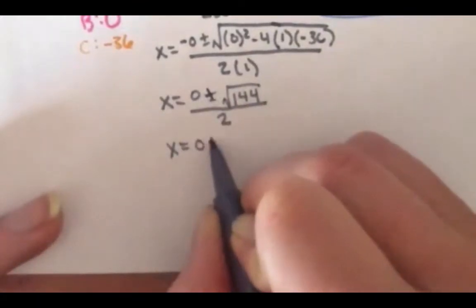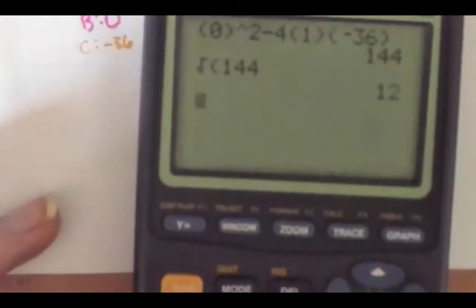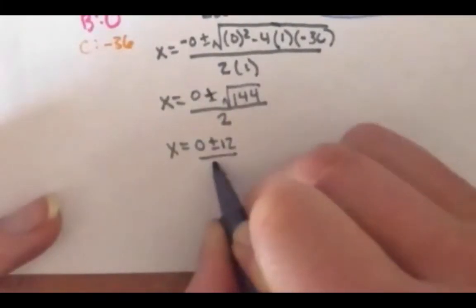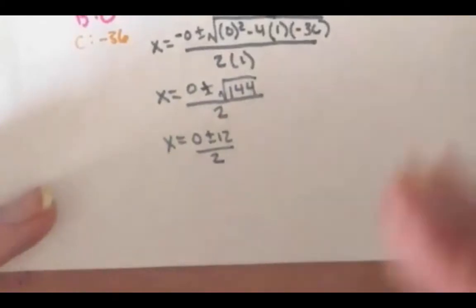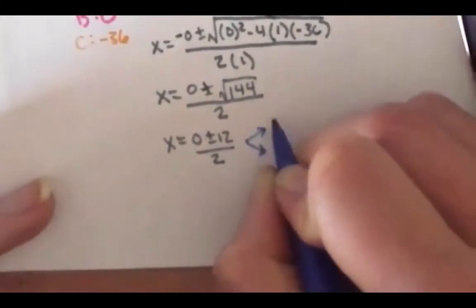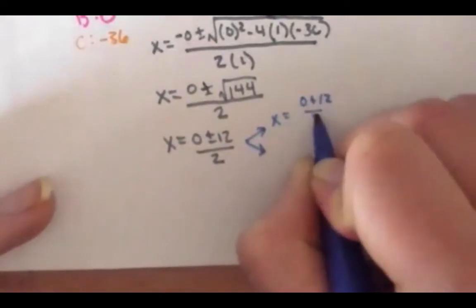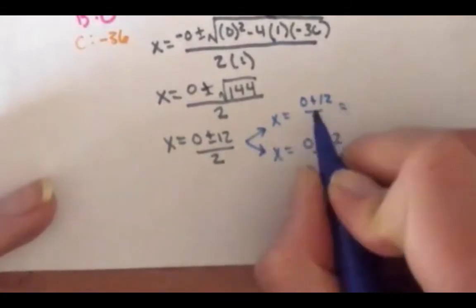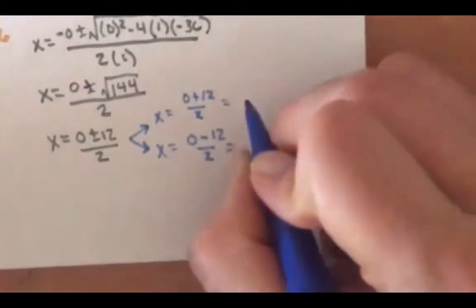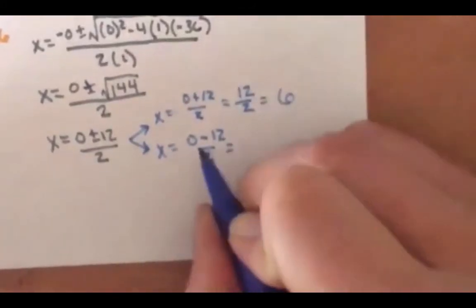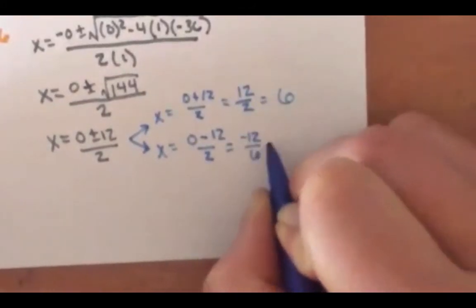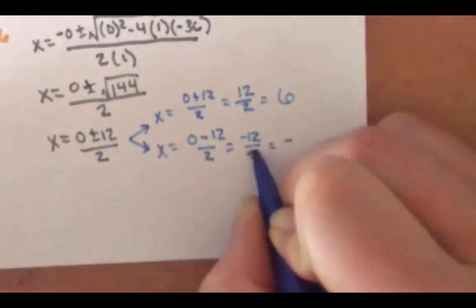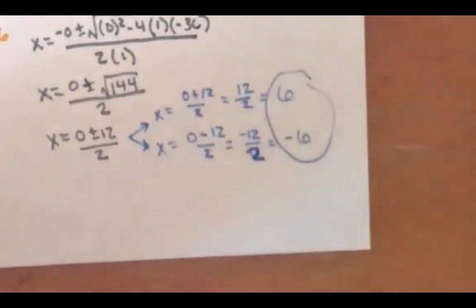Well, 0 plus and minus the square root of 144 is 12. And when I split this up, I end up with x equals 0 plus 12 over 2. And I end up with 0 minus 12 over 2. Well, 0 plus 12 is 12. 12 divided by 2 is 6. 0 minus 12 is negative 12 over 2 is negative 6. 6 and negative 6. All right. That's a fun one.